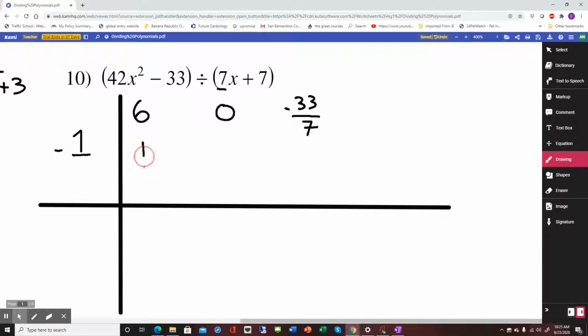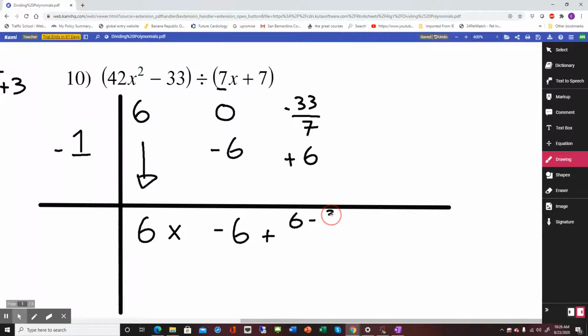Great. Bring this down. 6. 6 times negative 1, negative 6. 0 minus 6, negative 6. Negative 6 times negative 1 is positive 6. Great, so let's not worry about calculating it. Let's just think of it like this. What's our answer? Our answer is 6x minus 6. Okay, and then what's my remainder? I have 6 minus 33 over 7. And remember, I divided both the dividend and divisor by 7. So now I have just x plus 1.